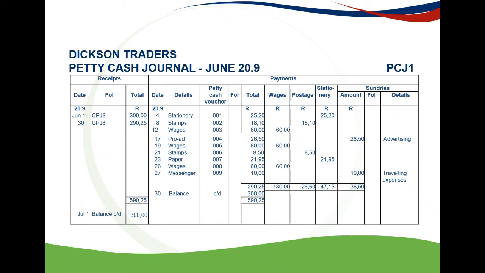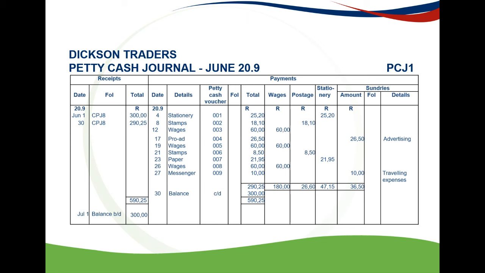Like we had on the 17th, the advertising cost that we needed to pay. The 19th, wages. The 21st, stamps again. The 23rd, paper. The 26th, wages. And then we had to pay for traveling expenses on the 27th, which is not done normally or regularly. So we had to record it in the sundries column.